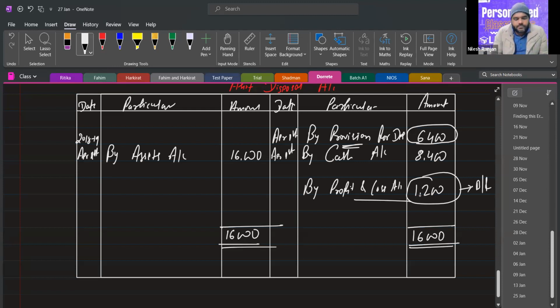Okay, so do you have any question? Not really, sir. So this is the last concept. If you have any question in this whole chapter or this concept of asset disposal, then try some questions so that if you have any problem, you'll find out and then discuss the question with me.